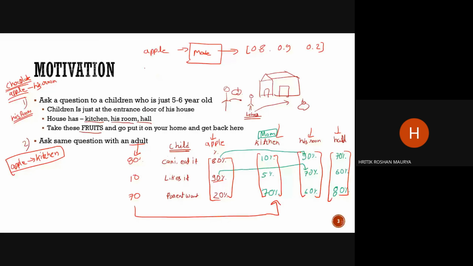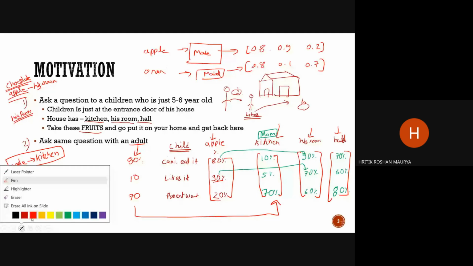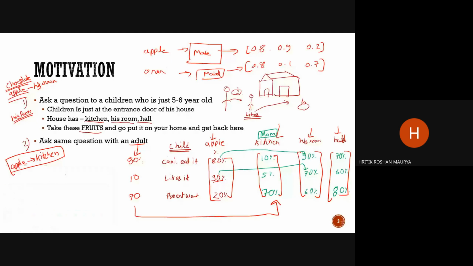And suppose another word comes, suppose orange, then a different model will rate it differently, like 0.8, 0.1 and 0.7. So a different model makes a different embedding, and you cannot compare them. So if you give a thing to computers, this thing happens automatically in a child's brain. So this happens in the brain automatically.